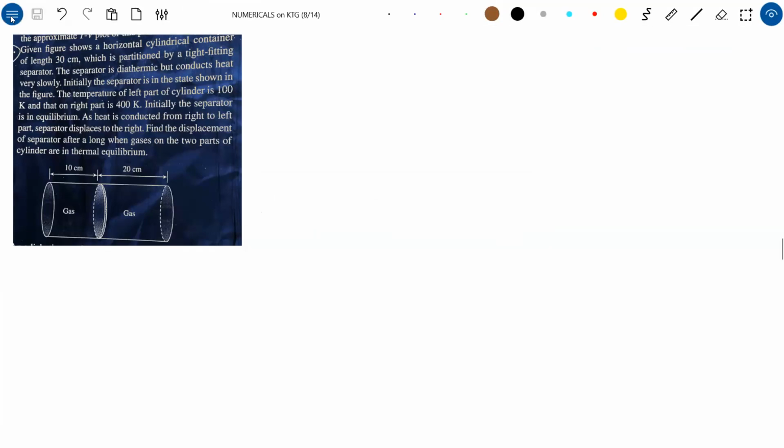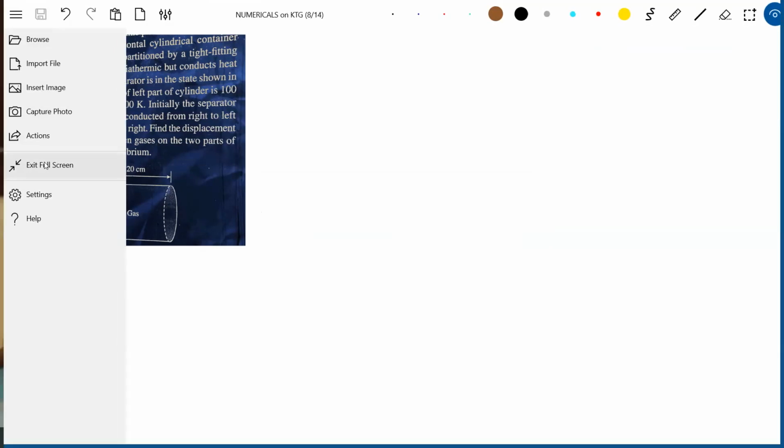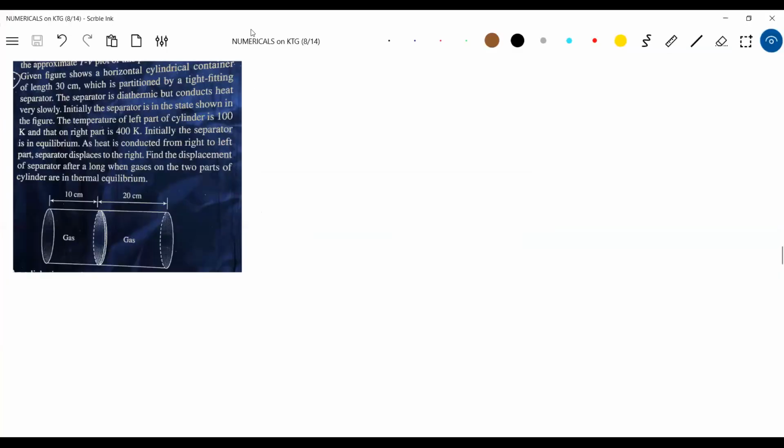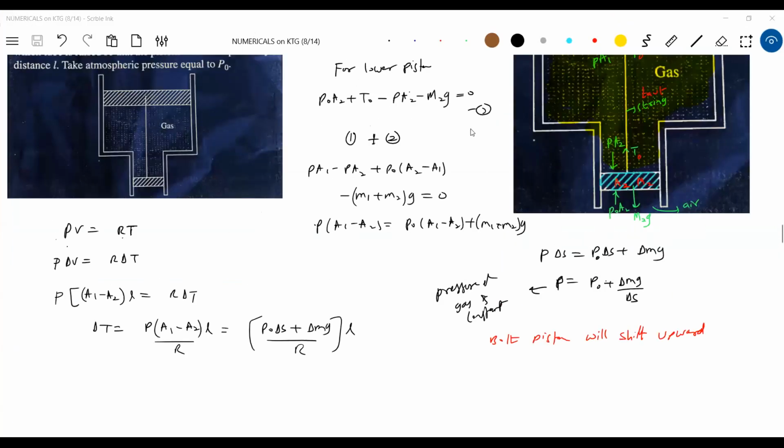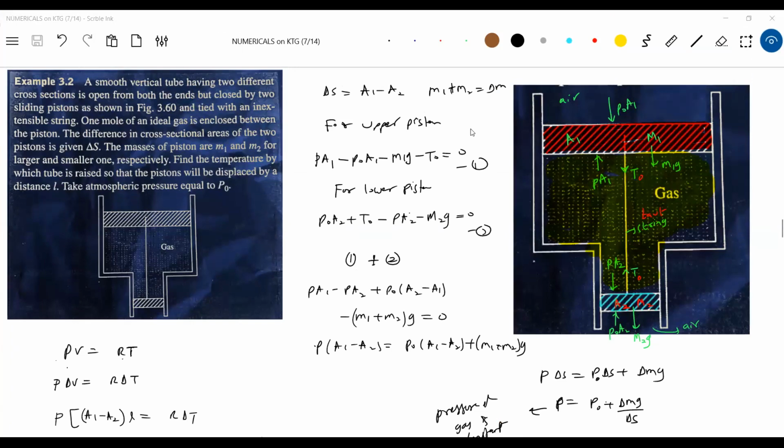Let me see somebody's chat. Why A1 minus A2? There is no data given. There's data given: delta S is equal to A1 minus A2. The difference in cross-sectional area of the two pistons is given as delta S.